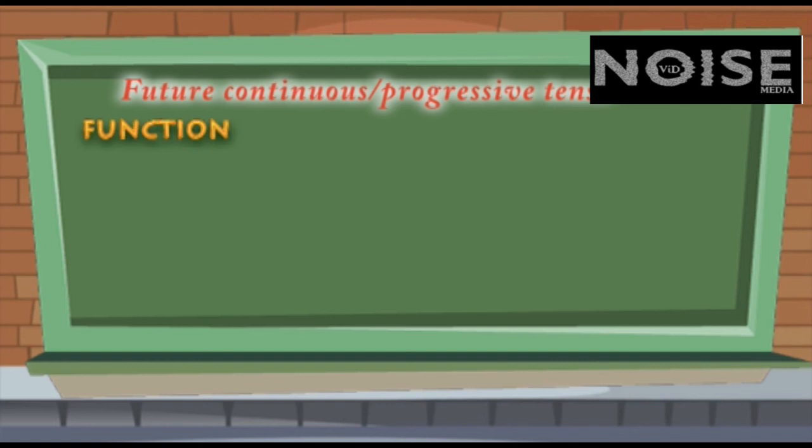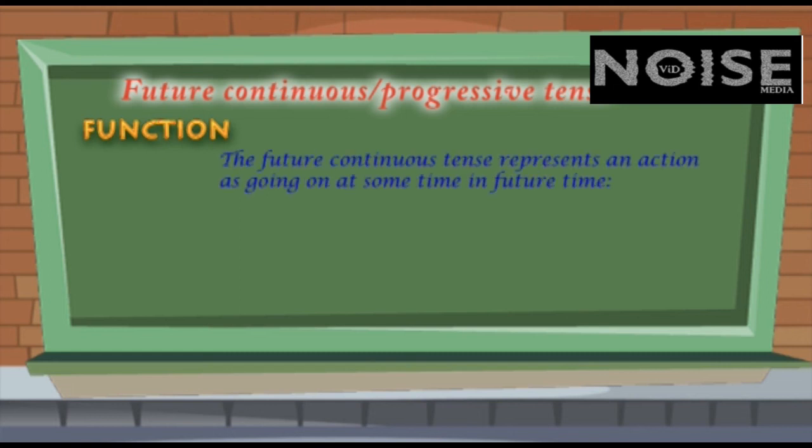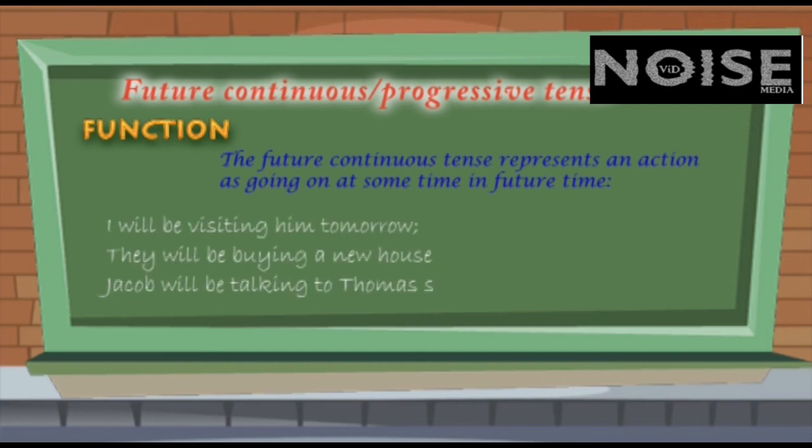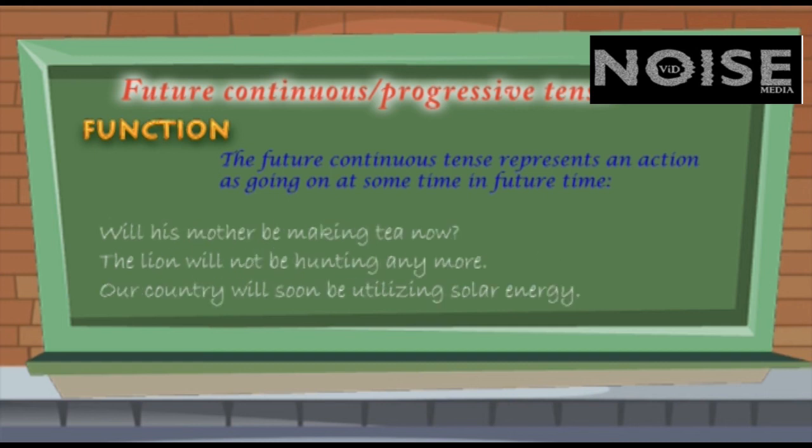Now the function. The future continuous tense represents an action as going on at some time in future time. For example, I will be visiting him tomorrow. They will be buying a new house next month. Jacob will be talking to Thomas soon. Will his mother be making tea now? The lion will not be hunting anymore. And last example, our country will soon be utilizing solar energy.